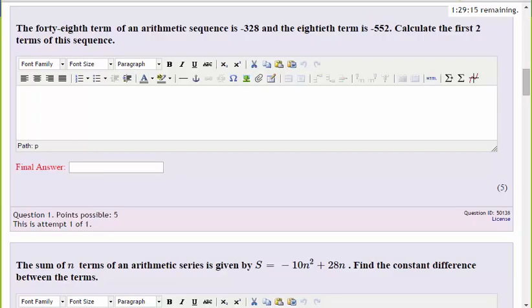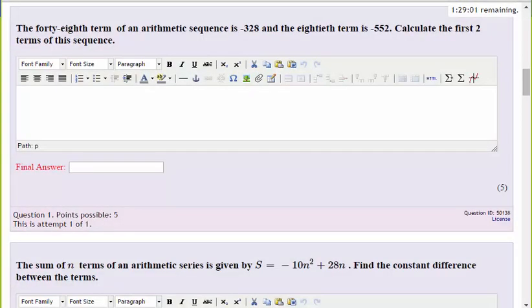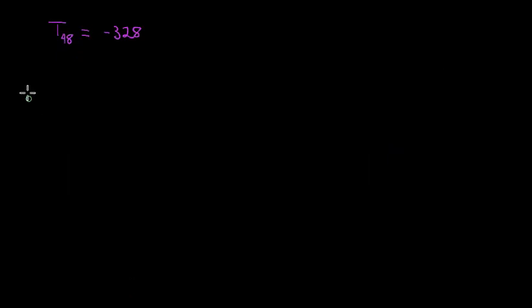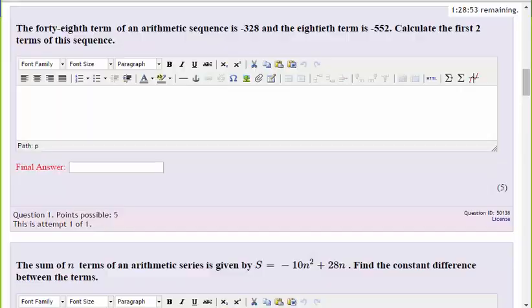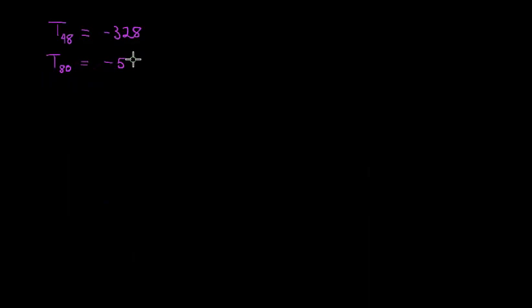So they say the 48th term of the arithmetic sequence, T48, is equal to negative 328. And the next one, the 80th term, T80, is equal to negative 552. Okay, give me some suggestions.